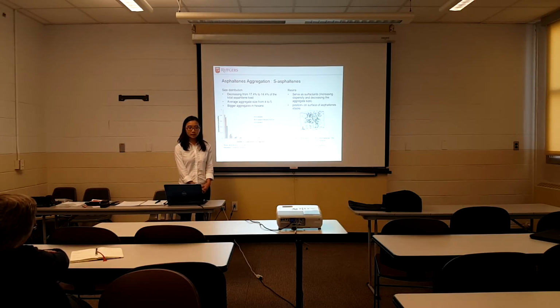As we studied the size distribution of those simulations, we found that by replacing half of the toluene with hexane, the free small asphaltenes in the system decrease from 74 to 44, and accordingly the average aggregate size increases from 4 to 5. And the distribution pattern here shows that some big aggregates can exist in toluene when resin is not involved.